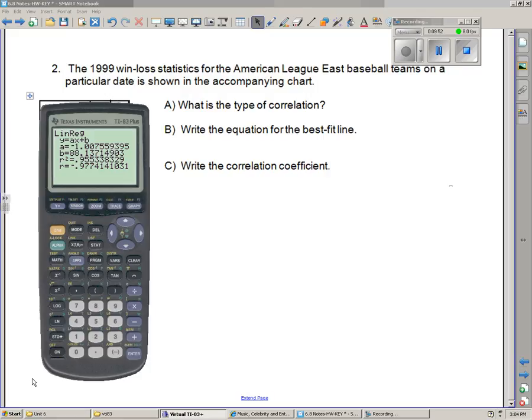So we need to be able to write this to the nearest hundredth this time. We're not telling you how far to round this to, which we should be, but I'm telling you now it's the nearest hundredth. So correlation we know is going to be negative.